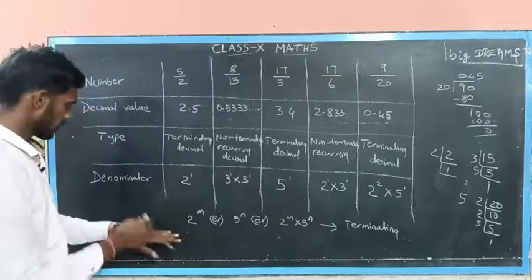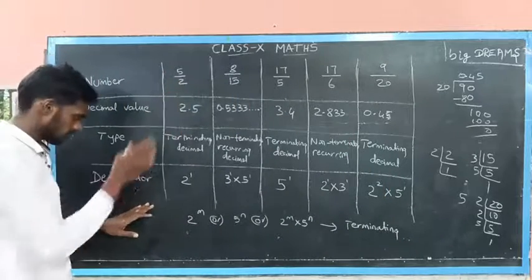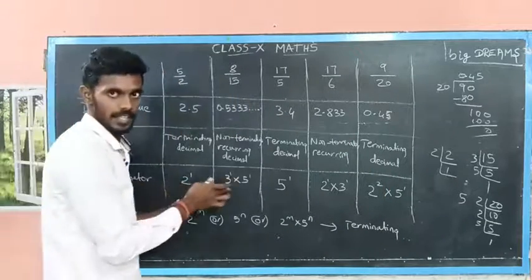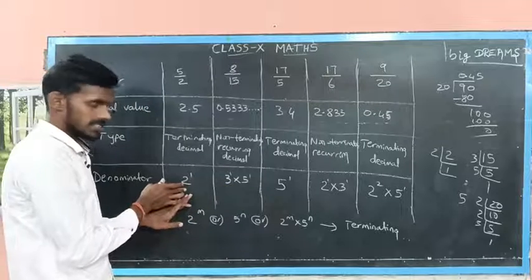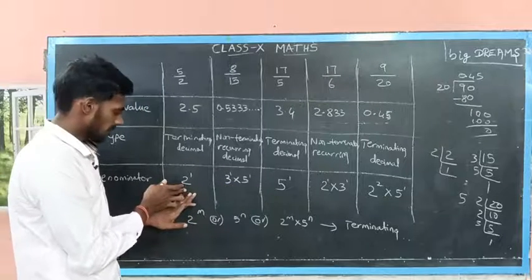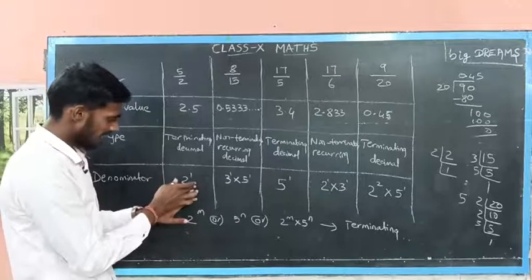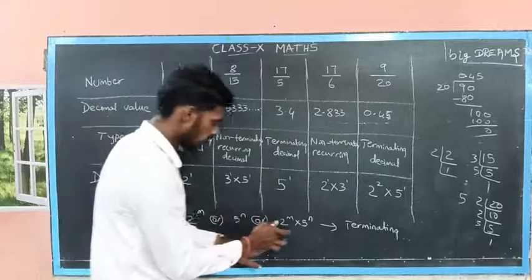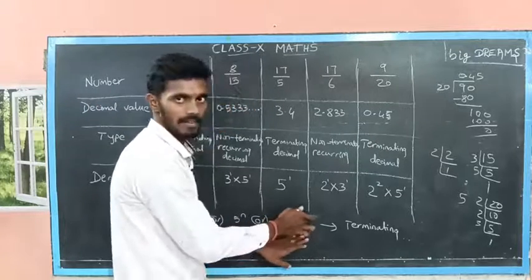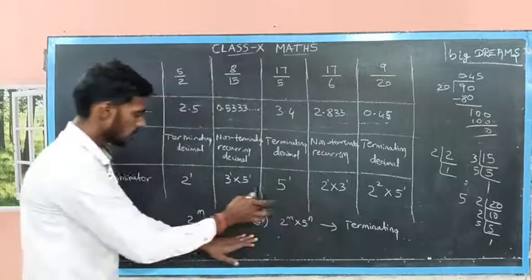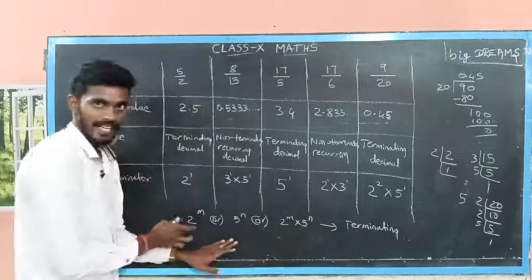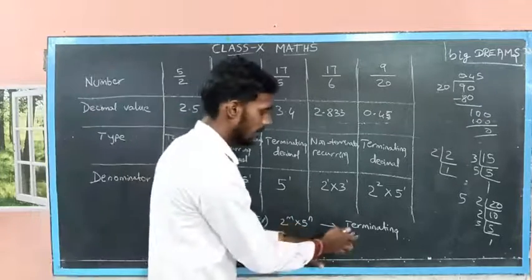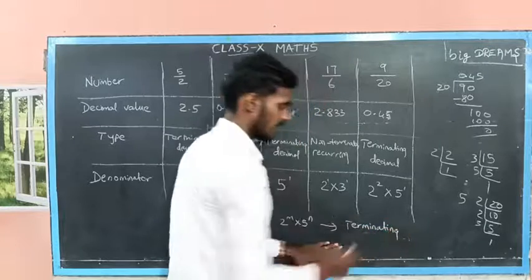See, we have to pick the denominator and prime factorize the denominator. If it is expressed in the form of product of primes, then look at the form, whether it has either 2 power m or 5 power n or 2 power m into 5 power n. If the product of primes lies in any one of these categories, then I can say that it will be having a terminating decimal value.